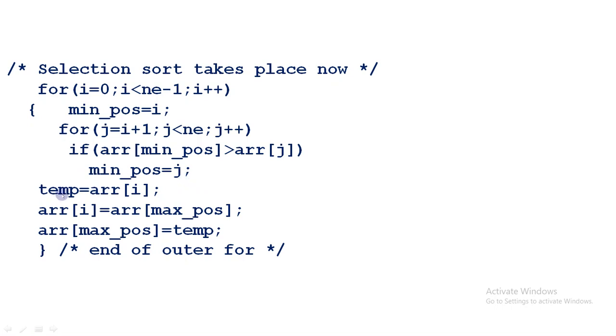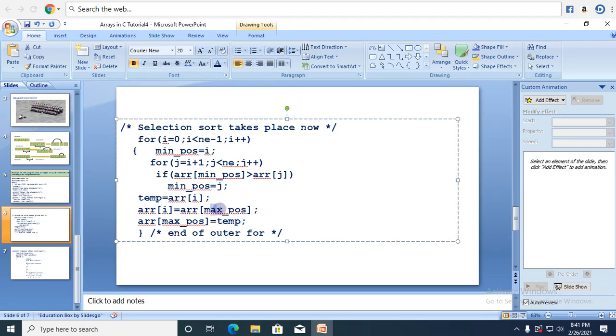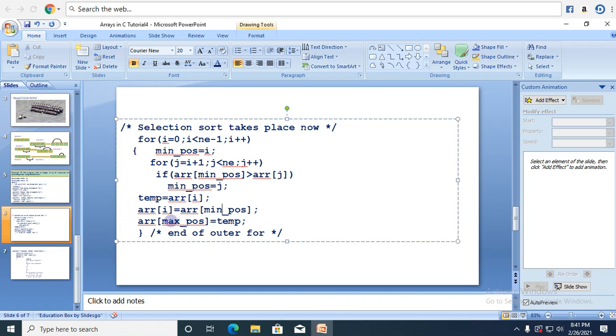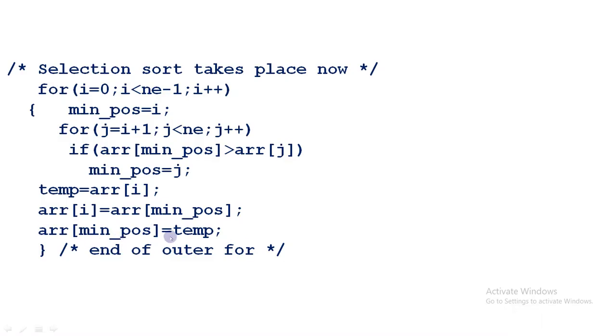And now swapping will take place. Temporary variable equal to array of 0, because I equal to 0, the first element. The first element will go to the temporary variable temp, and this place gets vacated, and the first place will be filled with array of min position. Min position really contains the exact position where the minimum valued element is residing, in the first iteration, of course. There is a mistake over here, sorry for that. Array of min position equal to temp. I repeat, this min position will bring the real location where the minimum valued element is residing from among the remaining elements.